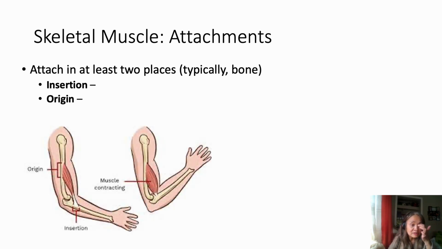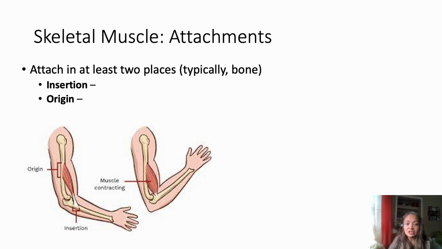So here's an image of a muscle. There are two bone attachments. One would be the humerus, and then the other one is the ulna. So based on the definition I just gave, which one is the origin and which one is the insertion?